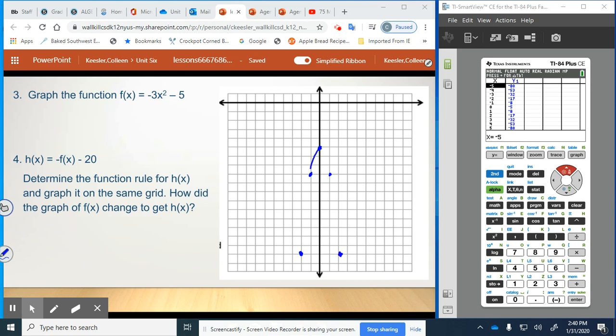So this is a negative graph, so our vertex is a maximum point, and it's super narrow because of the 3 on the outside of the x squared. And we'll label that f of x.